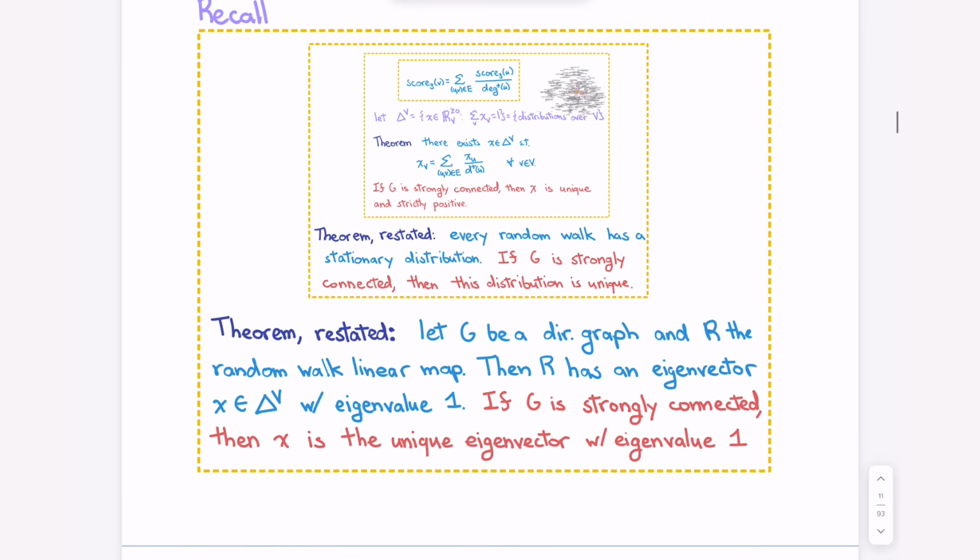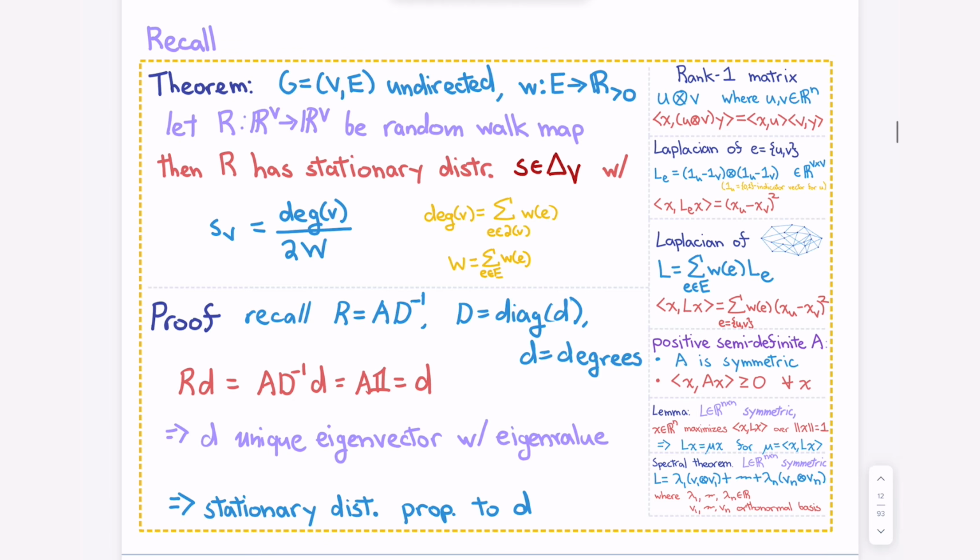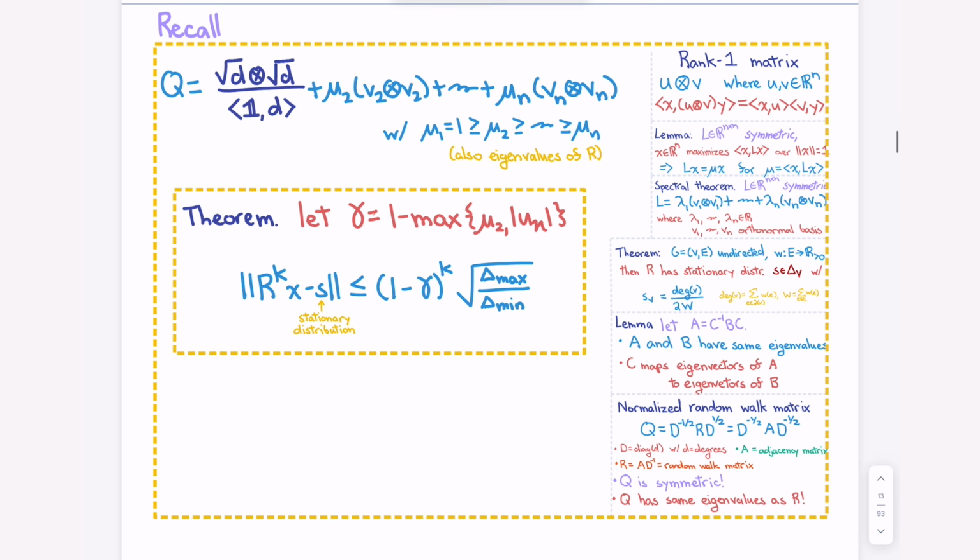Recall that every random walk has a stationary distribution. If it's strongly connected, it's unique. In fact, the stationary distribution for undirected graphs is always proportional to the degrees. You just plug in and check, because otherwise it's unique. And we know that we converge to the stationary distribution at this rate: if gamma is the spectral gap, it's going to be like e to the minus gamma k. And the homework asks you if you can get rid of that last square root term.